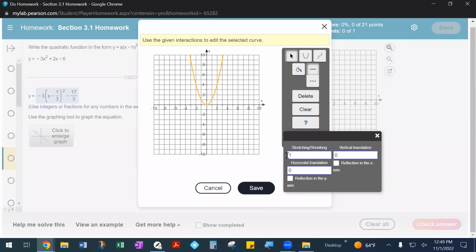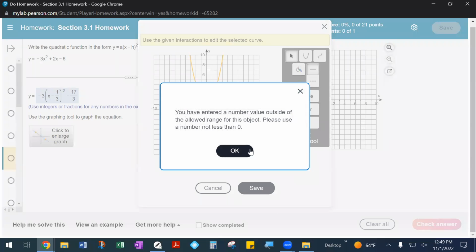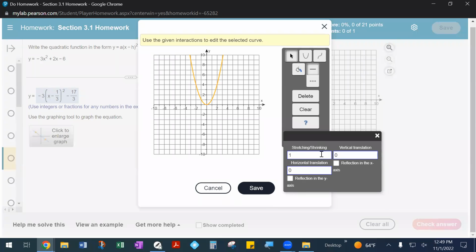So that's the a value right in front of your function. Well, looks like we're actually going to have to use reflections. You're typing in 3 in there. Vertical translation. That's right. I remember because that happened last time, didn't it?